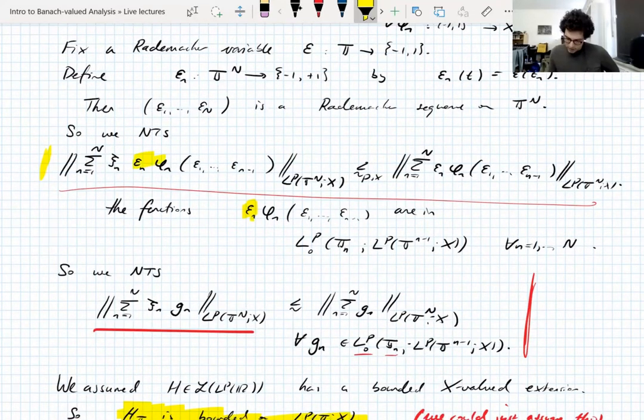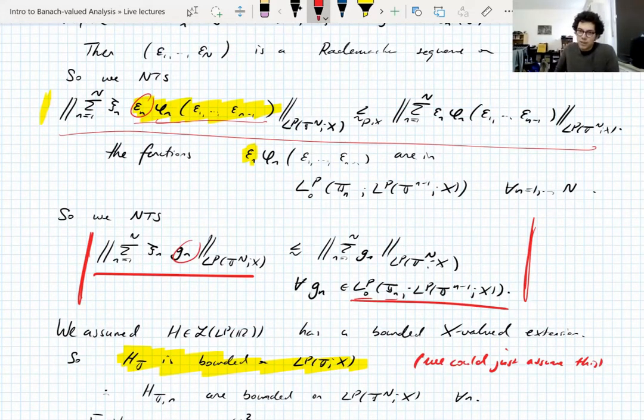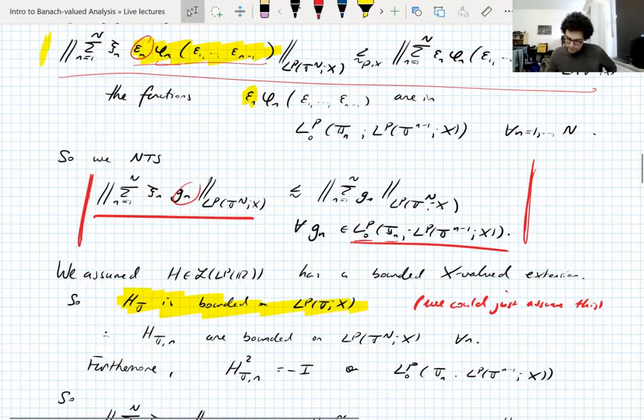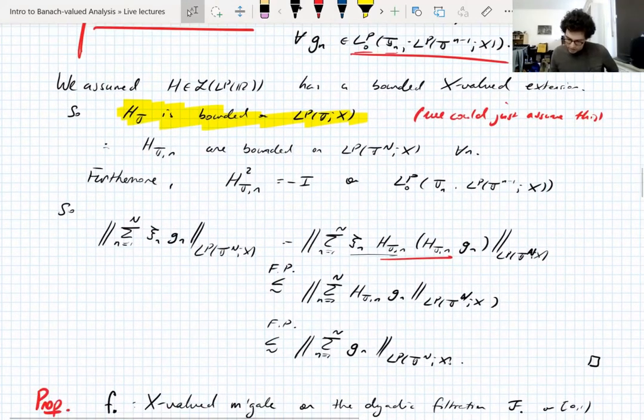And these functions that appear are mean zero in the nth variable because Rademacher functions are independent and have mean zero, and they are in L^p in the other n minus one variables, as you see there. So it suffices to prove this estimate, where you don't assume the functions are of that form. You just take any functions that are mean zero in the nth variable and depend only on the other n minus one. Then, using the fundamental proposition, you start here.